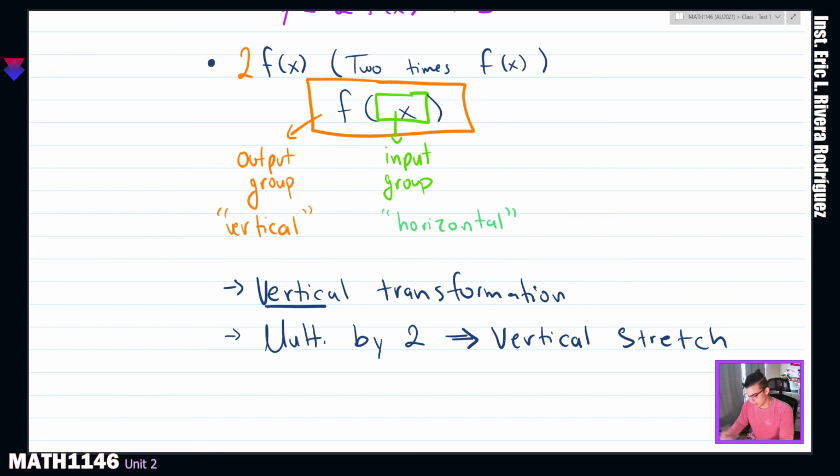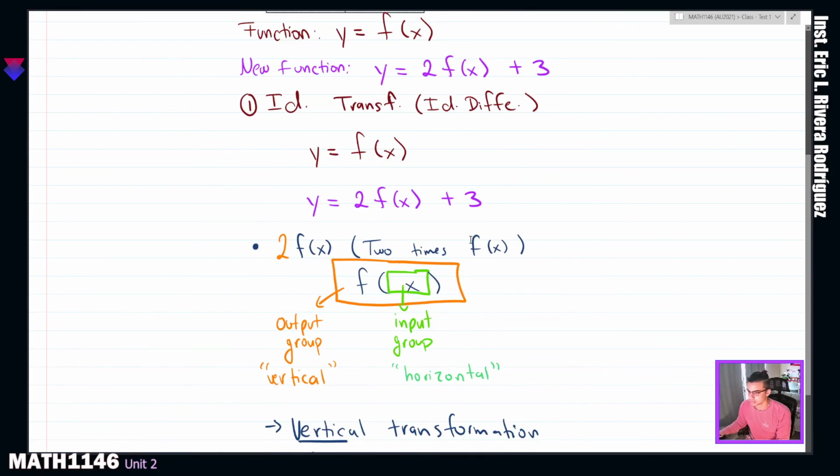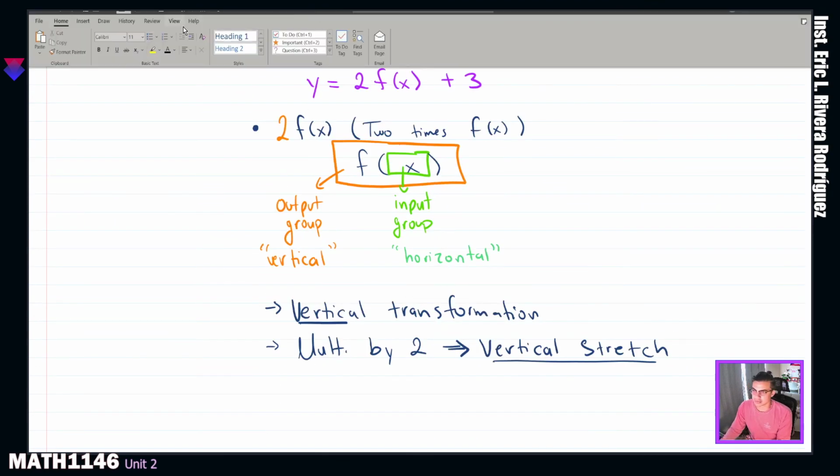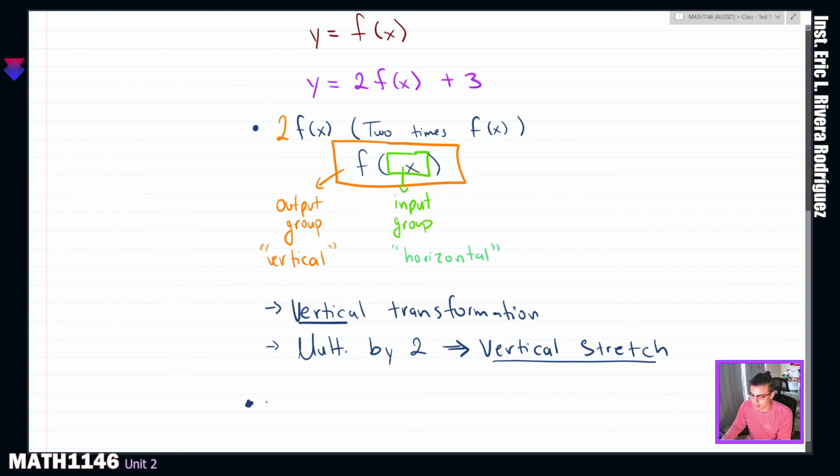Google, help me. How do you write that? Yeah, I did it right. Okay, vertical stretch. So we have a vertical stretch. We have identified the type of transformation that we have here. Okay, so that is the first transformation. Is that clear? Perfect. So we are done with the first one. Then we know that we have a plus 3. The other one is a plus 3.